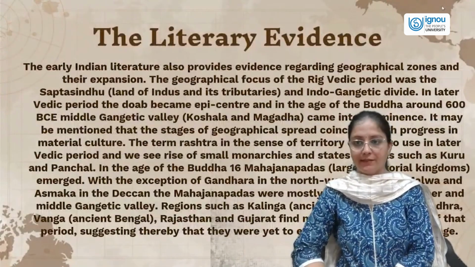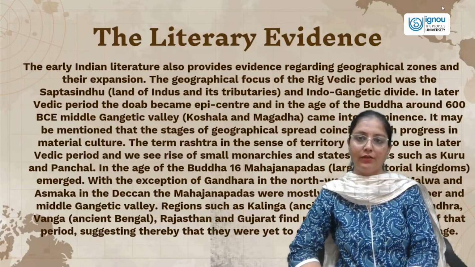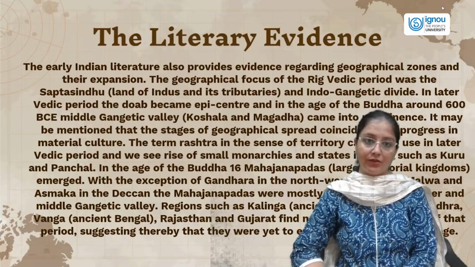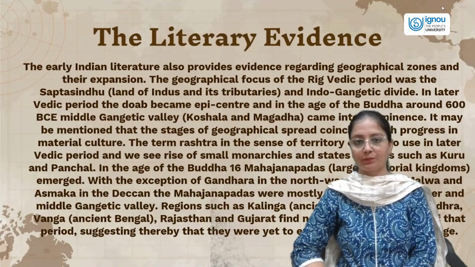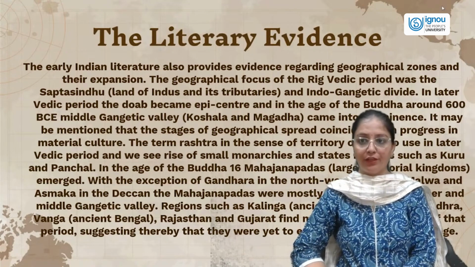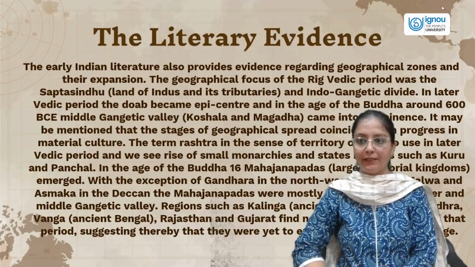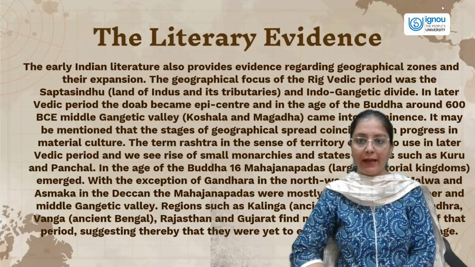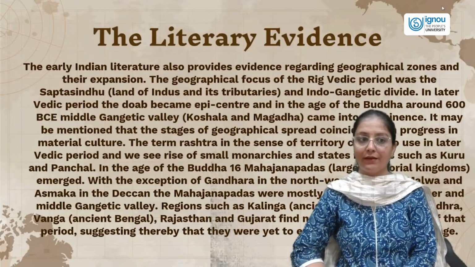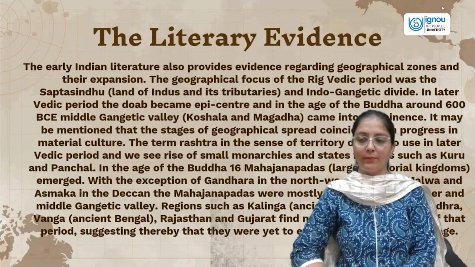Those were the archaeological evidences, and now we are going to study the literary evidence. The early Indian literature also provides evidence regarding geographical zones and their expansion. The geographical focus of the Rig Vedic period was the Sapta Sindhu, the land of the Indus and its tributaries, in the Indo-Gangetic divide. In the later Vedic period, the Doab became the epicenter, and in the age of Buddha, around 600 BCE, the Middle Gangetic Valley, Koshala, and Magadha came into prominence.